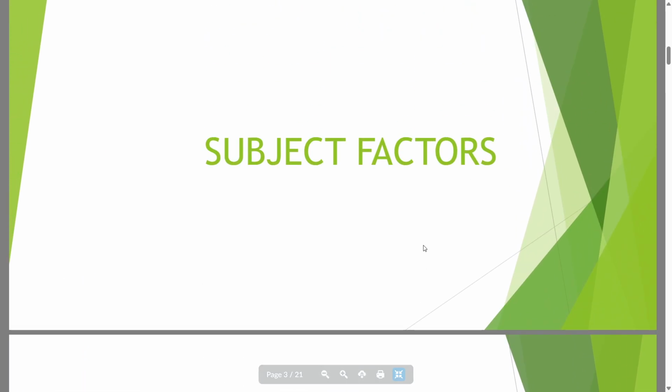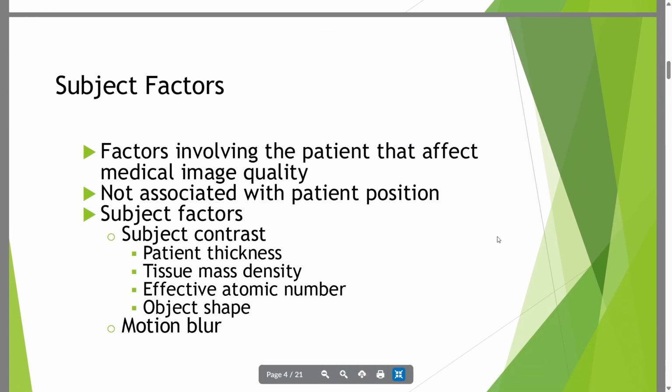We can now talk about subject factors, which we've talked about somewhat in different ways. But basically these involve the patient more directly. Things like the patient thickness and the density of their individual tissues within that body part, the shape of the object, which in this case is the patient or their body part, and motion blur, which can be either voluntary or involuntary regarding how the patient is moving.